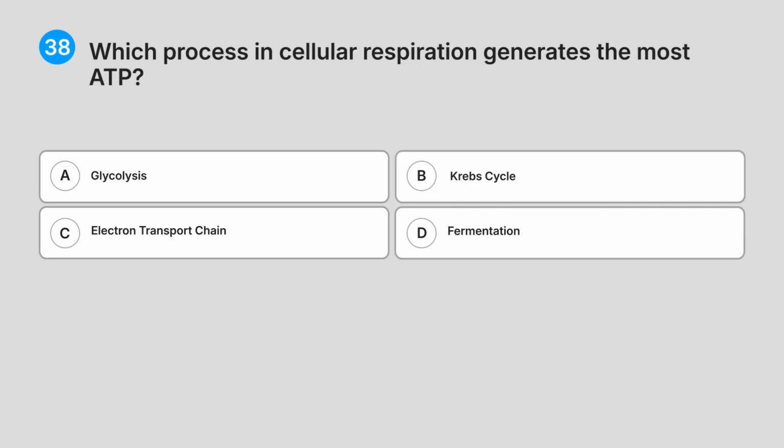38. Which process in cellular respiration generates the most ATP? A. Glycolysis. B. Krebs cycle. C. Electron transport chain. D. Fermentation. Can you guess the answer?